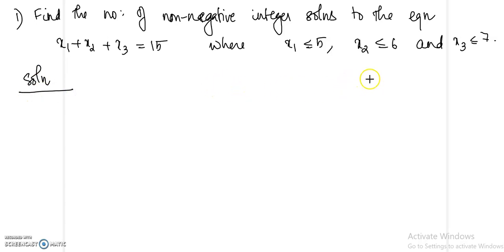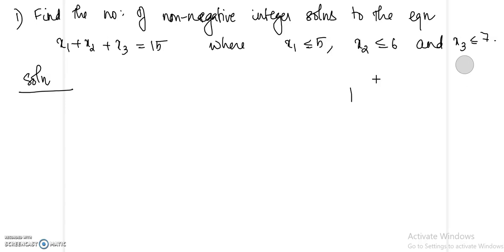So let me define my set S to be the set of all x1, x2, x3 such that x1 plus x2 plus x3 is equal to 50. That is, all the integer solutions. So take all the positive integer solutions to x1 plus x2 plus x3 equal to 50. That we take as S.